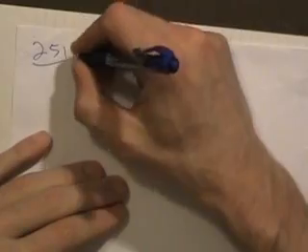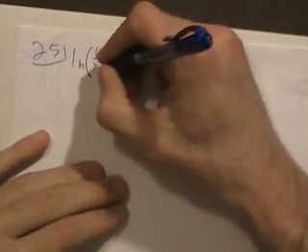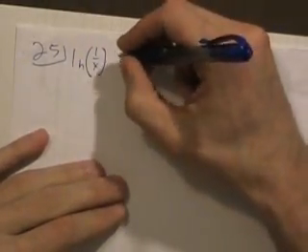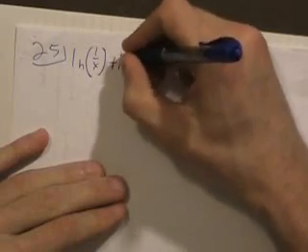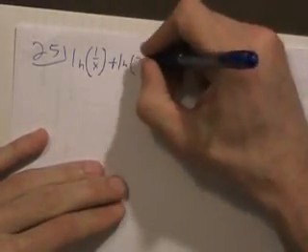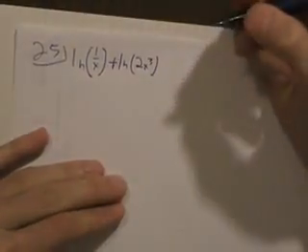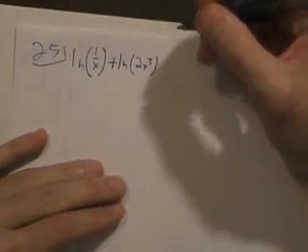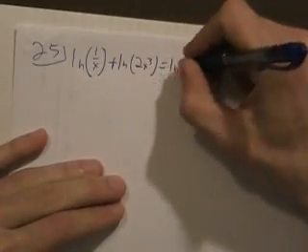23. What else do we have? 25. Alright, what's this one? ln of 1 over x plus ln of 2x cubed equals ln 3. Okay, equals ln 3.